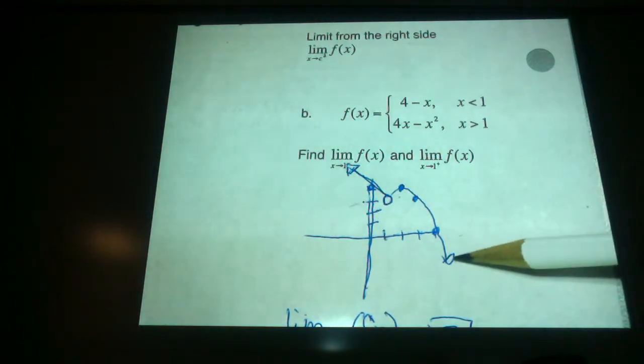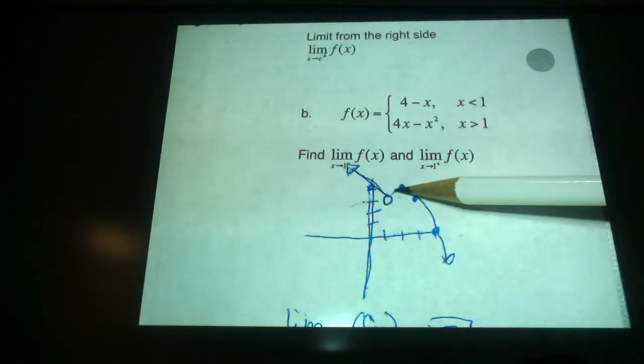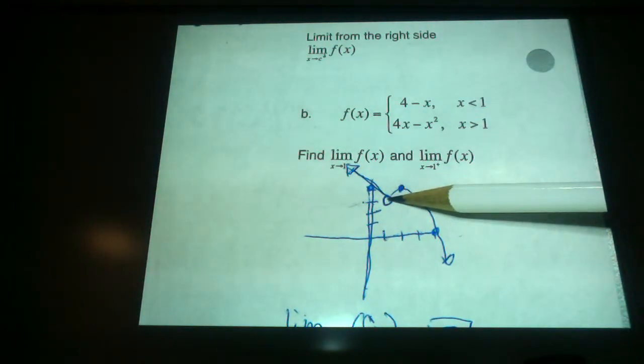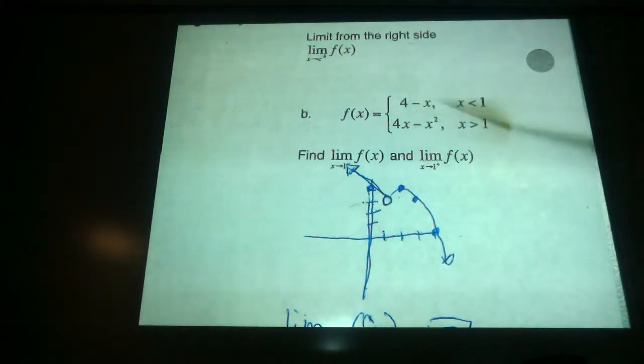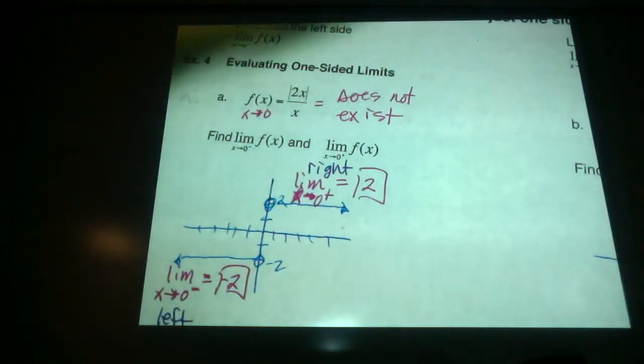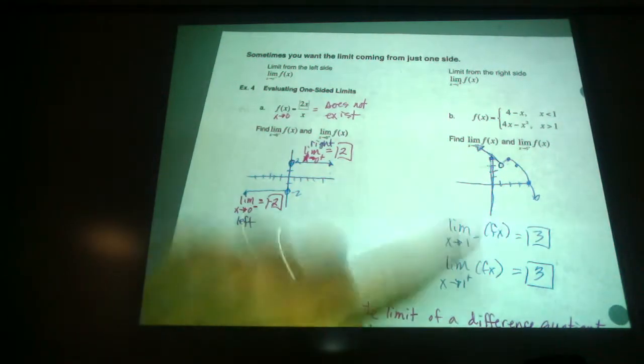As x approaches 1 from the right, it goes up, up, up, and it comes back down as it gets closer to 1, and it hits a value of 3, well, close to it. So the overall limit on this one actually does exist because the left and right hand limits agree. So the first one, the limit did not exist because left and right hand did not agree, but the overall limit here does exist.